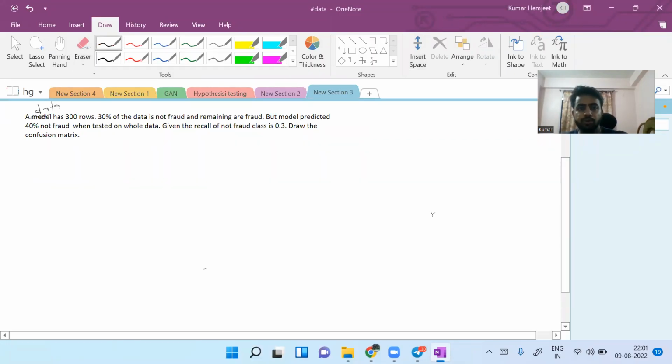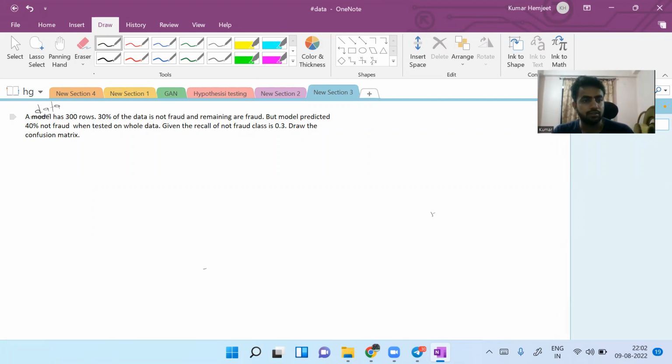Hi everyone. So here's the question which I was asked in the interview. A data set has 300 rows and 30% of the data is not fraud and the remaining are fraud. That means you have 300 data points, out of which 30% are not fraud. That means 90 of your data points are not fraud and the remaining 210 are fraud.